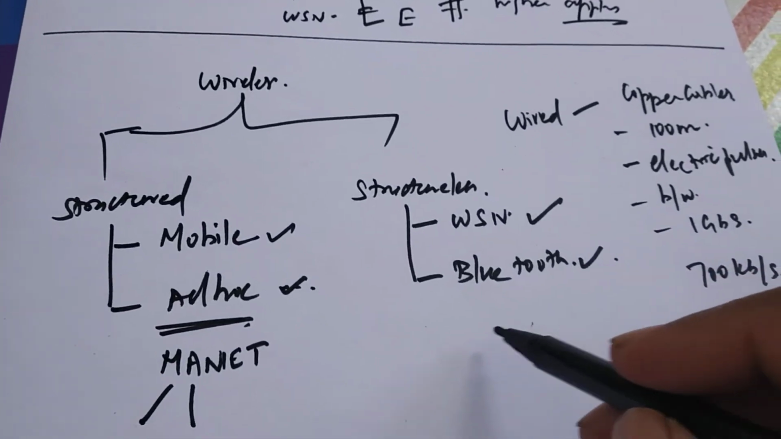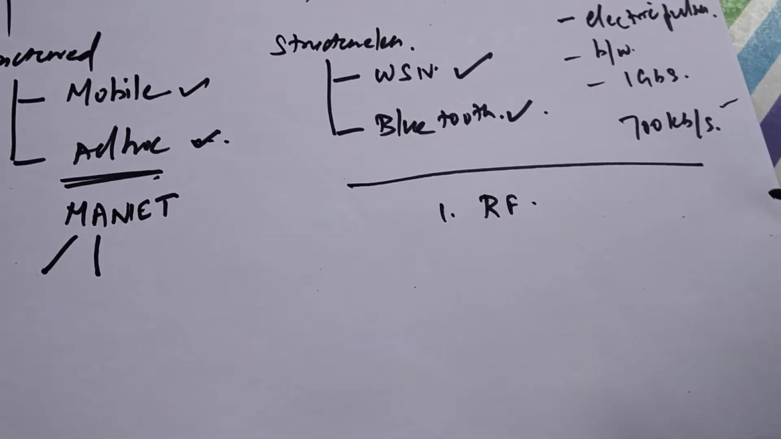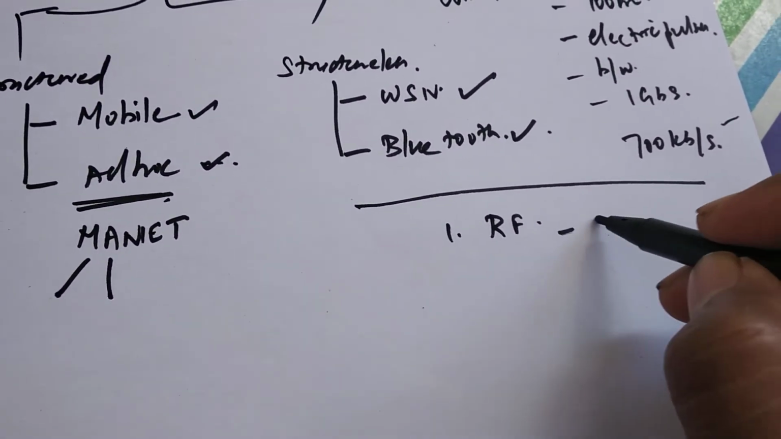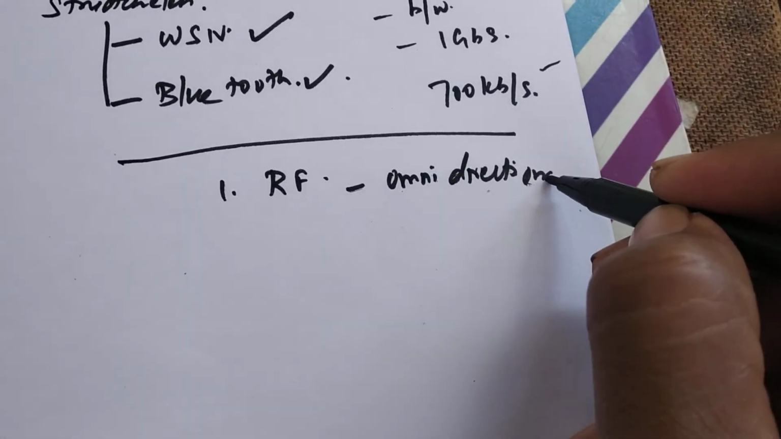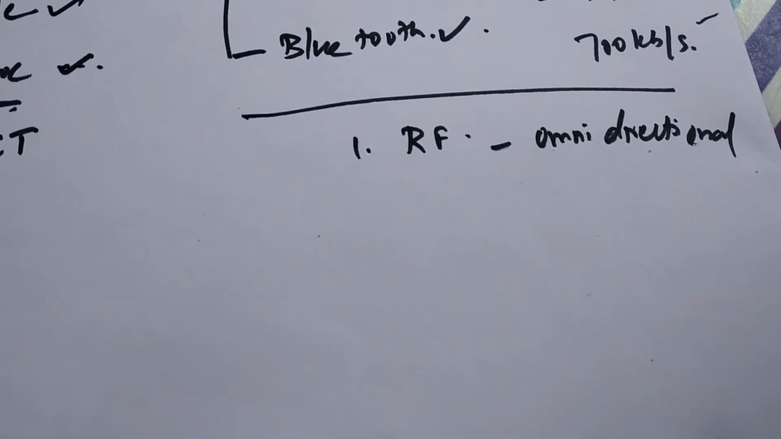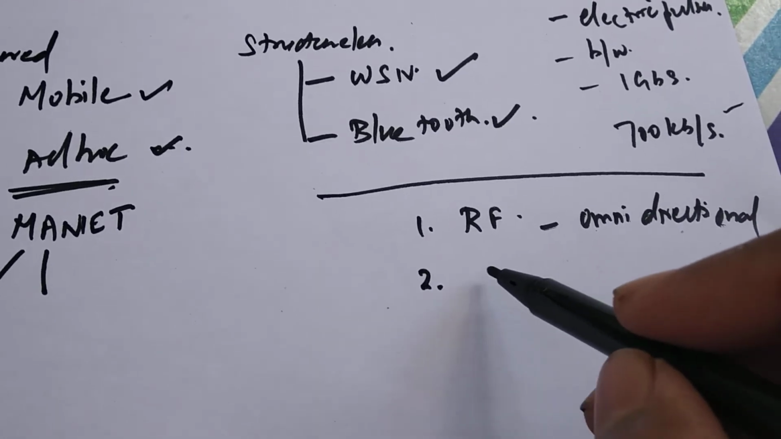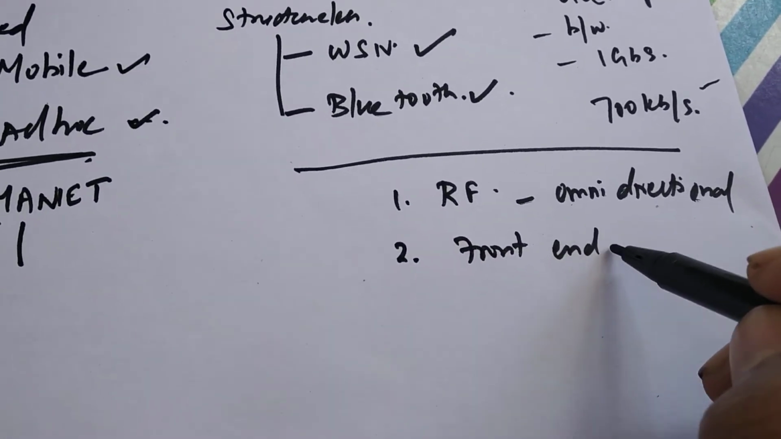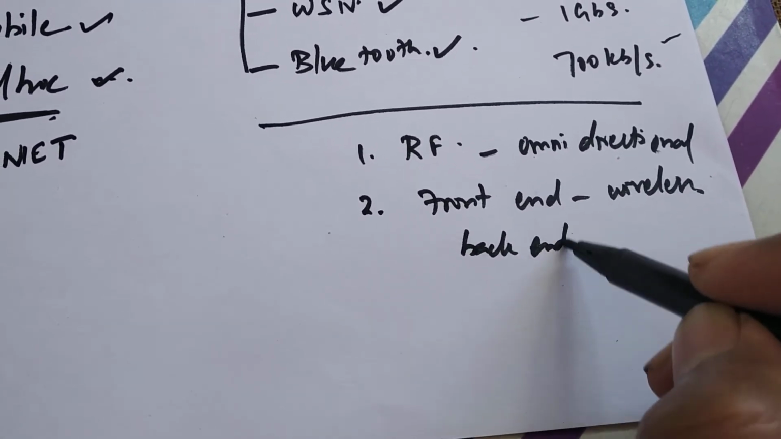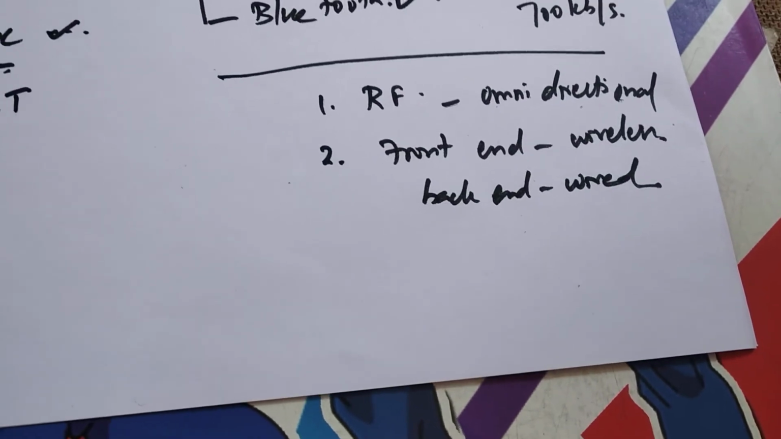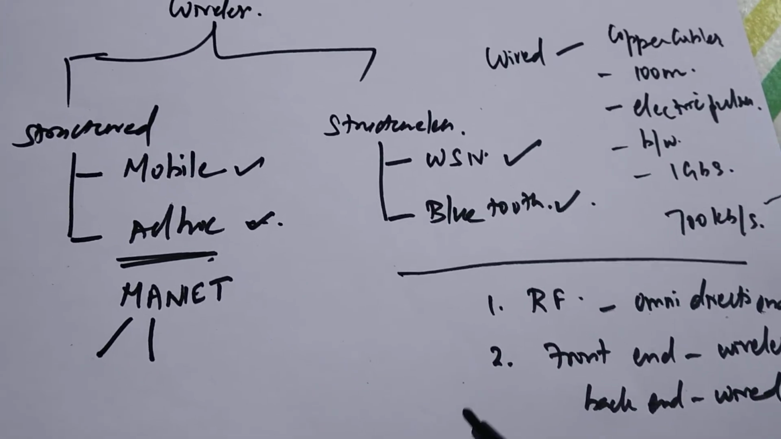Wireless: when we speak about wireless mobile, I am once again taking the mobile concept. We use the RF spectrum for transmission, so we use an omnidirectional antenna. You remember, it transmits in all directions, and it is a structured network. Remember, the front end is wireless and the back end is wired. And once again we remember what the other restrictions are.